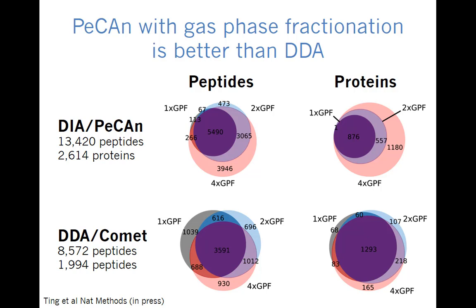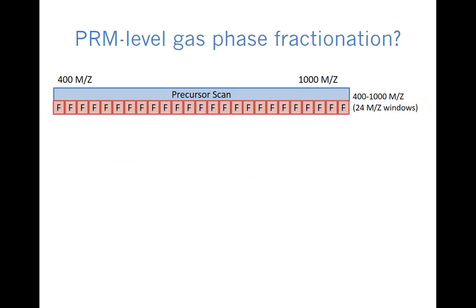So this is a particular case. If you can run an experiment like this, you can actually do a lot better with a program like Pecan than you could with a program like Comet with DDA. Okay. So, and let's kind of talk about why. And I want to show you a deeper example.